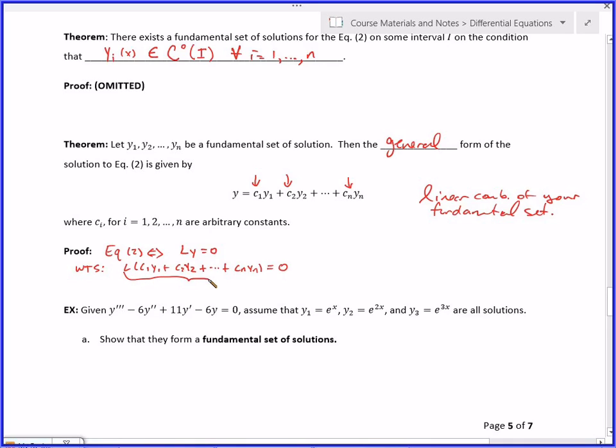But that's easy to show because that right there is equal to C1 Ly1 plus C2 Ly2 plus dot dot dot plus Cn Lyn. Because we talked about this, that's what it means for L to be linear, is that you can split it up across sums and you can pull all the constants out. But then all of these are 0 because y1 through yn are all solutions of equation 2 by themselves.